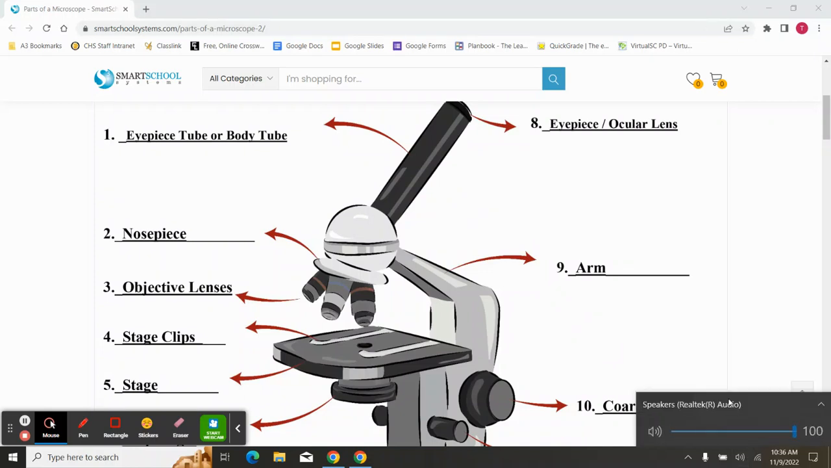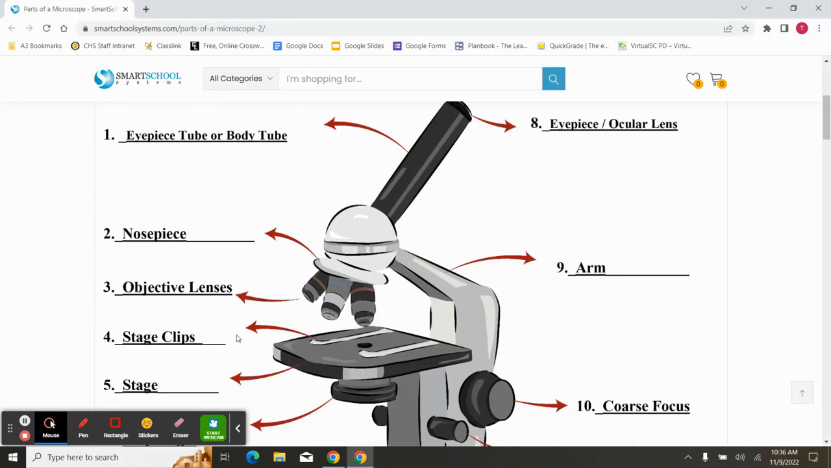All right, folks. This is a video on the parts of a microscope, so we want to remember what everything is, what everything does, particularly for those of you who weren't here last week because of the flu.